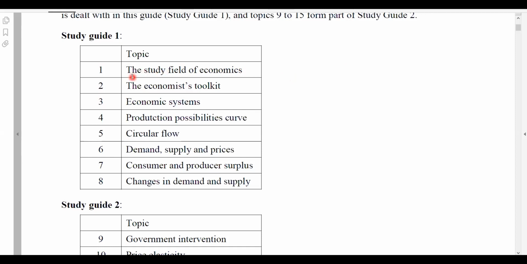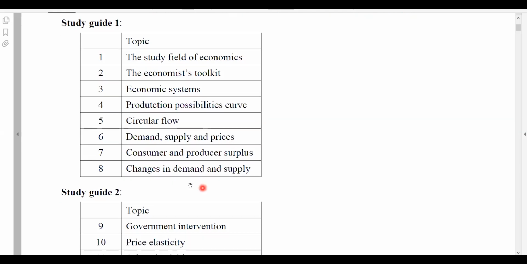So topic number one, you're going to look at the study field of economics. We are going to look at what exactly we are studying in microeconomics. Then unit 2 is the economics toolkit. You're going to see what that toolkit is. Then 3, we'll look at economic systems, production possibility curve, circular flow model or circular flow diagrams. We'll look at demand, supply, and prices, consumer and producer surplus, changes in demand and supply. So these are the topics covered in study guide number 1.